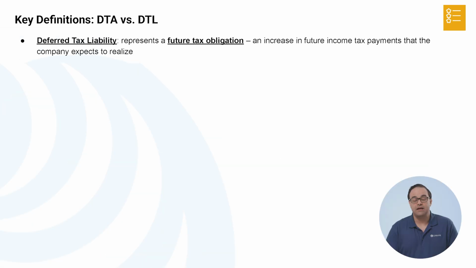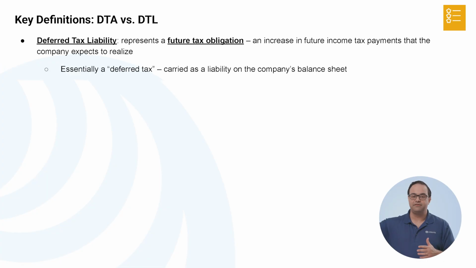A deferred tax liability is, again, the opposite. It represents a future tax obligation, a future increase in income tax payments that arise from temporary differences. So while a deferred tax asset is effectively a prepaid tax, a deferred tax liability is effectively a deferred tax that is expected to be paid in future years. That's carried as a liability on the company's balance sheet.